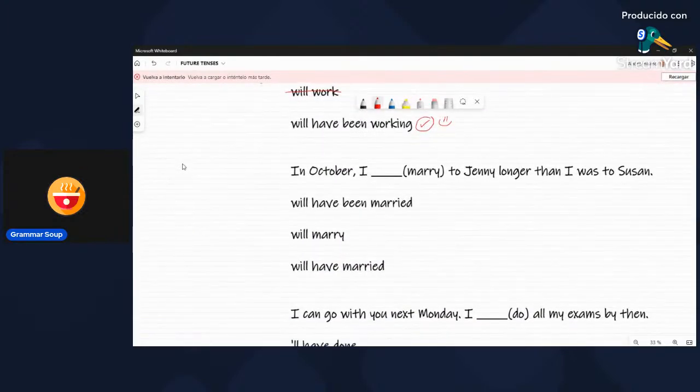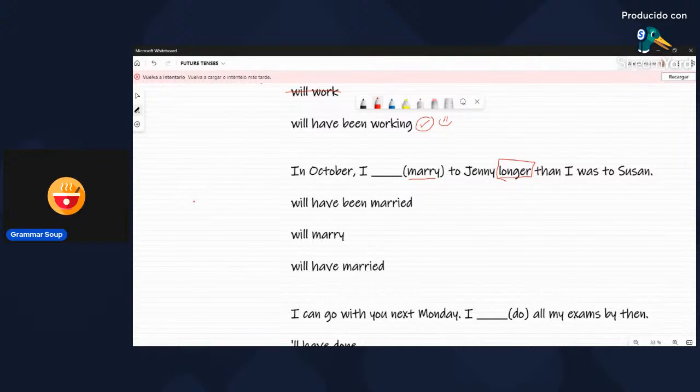Next one, we have in October. And then the verb I need to use is marry. Look, marry. Okay, in October, I married to Jenny longer than I was to Susan. Whoa, I think he got a divorce. So in October, married to Jenny longer than I was to Susan. So what he's trying to say, as you can see here, this expression longer is focused on the duration of the activity.